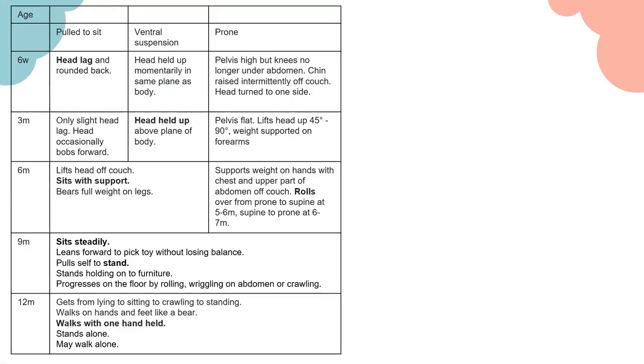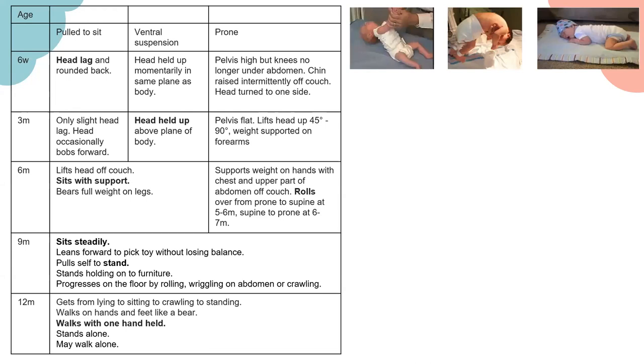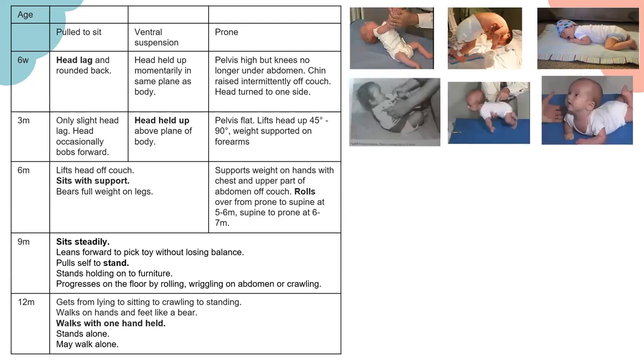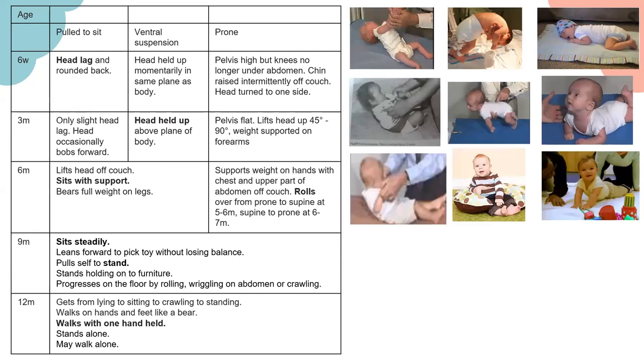Okay, so this is adapted from the Denver protocol, where we see the chronology of skills that will be acquired by the normal child. First of all, we look by column. Can you click slide? When we apply the maneuver, pull to sit, we try to pull the hand of the baby to sit. There will be head lag at 6 weeks. However, by 3 months, the head lag will occasionally disappear.